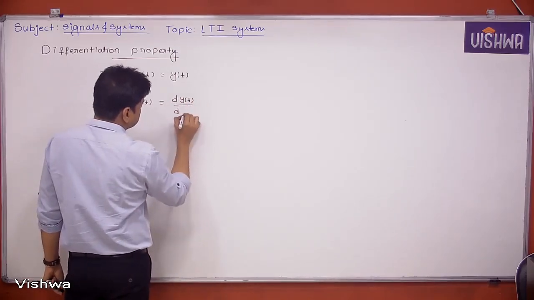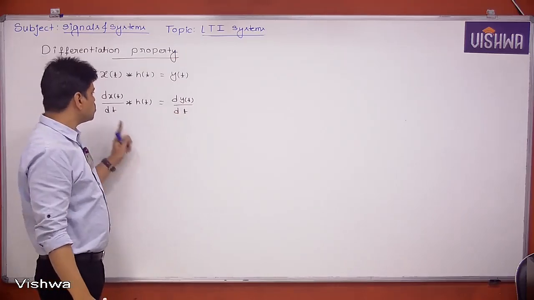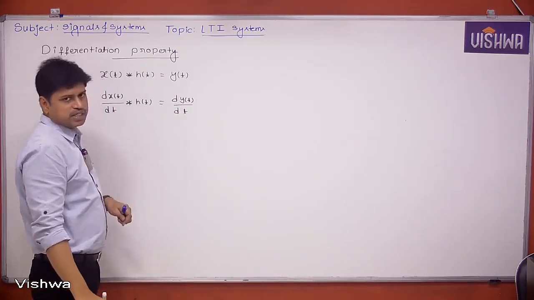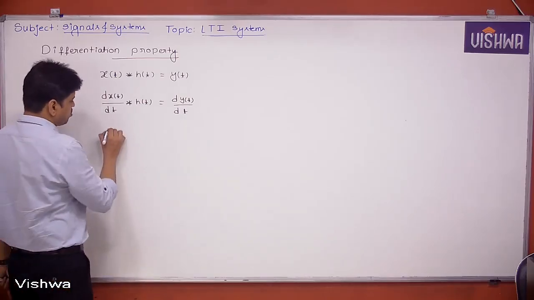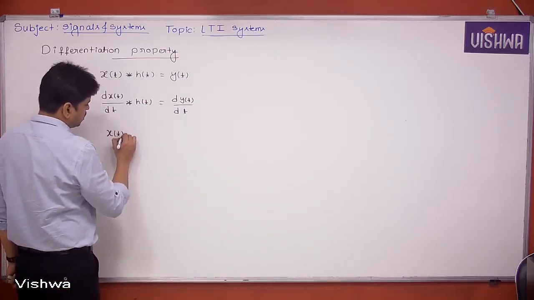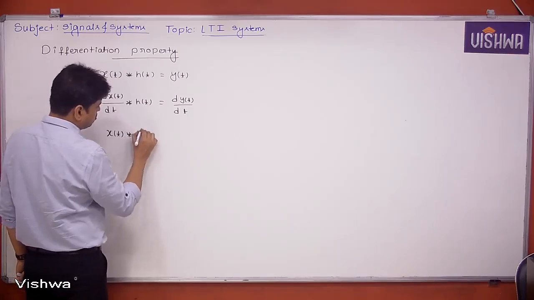That means if you try to differentiate y(t), you don't have to do the differentiation for both x(t) and h(t). One differentiation is enough. That means, in a similar manner, x(t) convolution with dh(t)/dt.